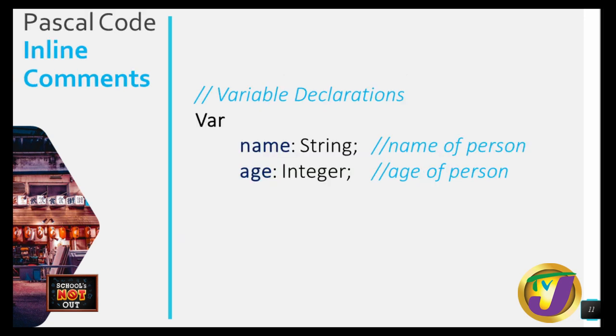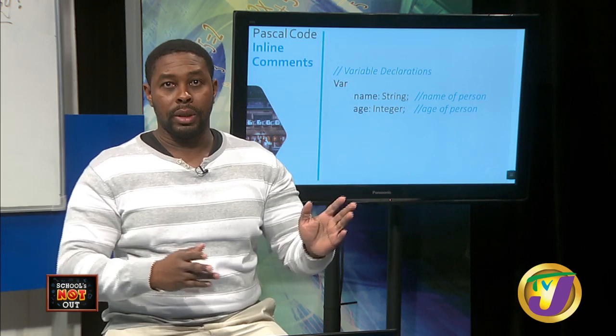The next kind of comment is what we call an inline comment. It's just one statement that takes up one line, and we tend to use two forward slashes to signify that. In this case, we have one comment that says variable declarations, and before that comment are the two forward slashes. Just to remind you also that comments are not executed. So when your compiler sees that, it's simply saying, don't execute this section of your code.